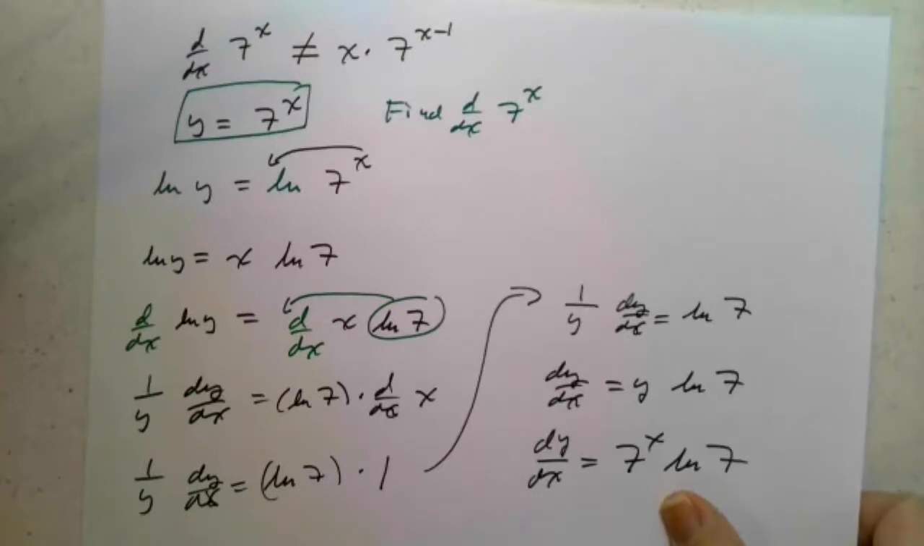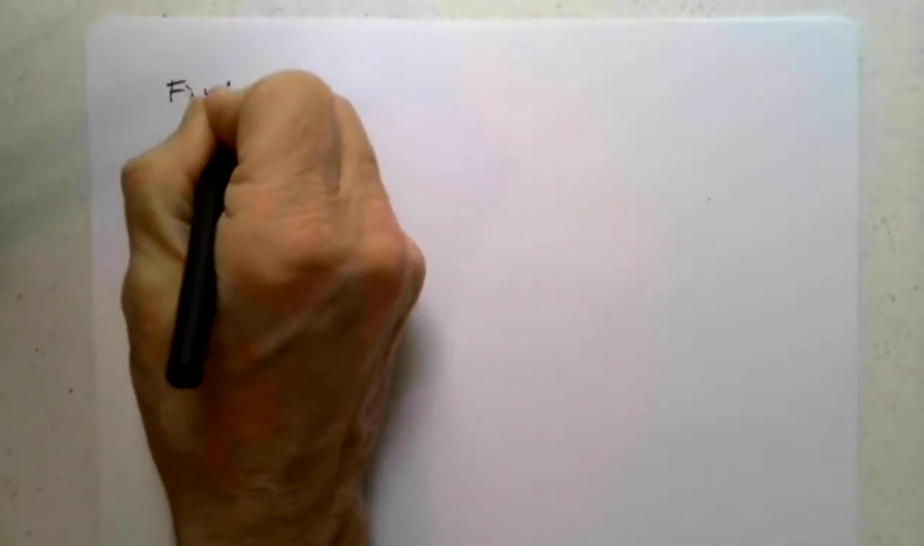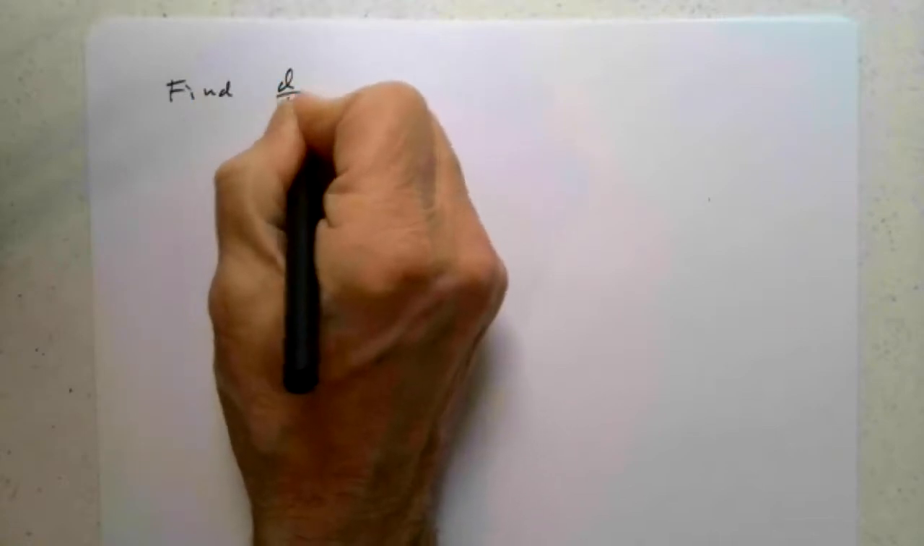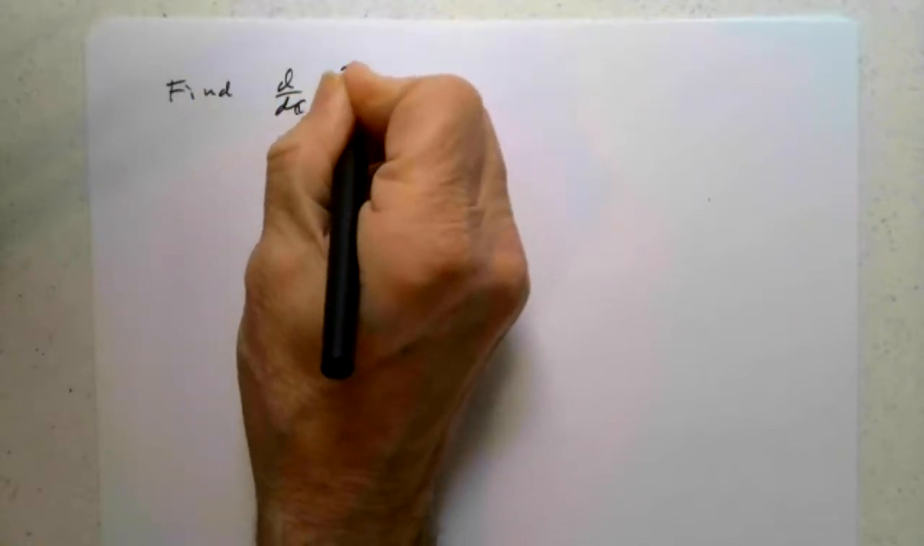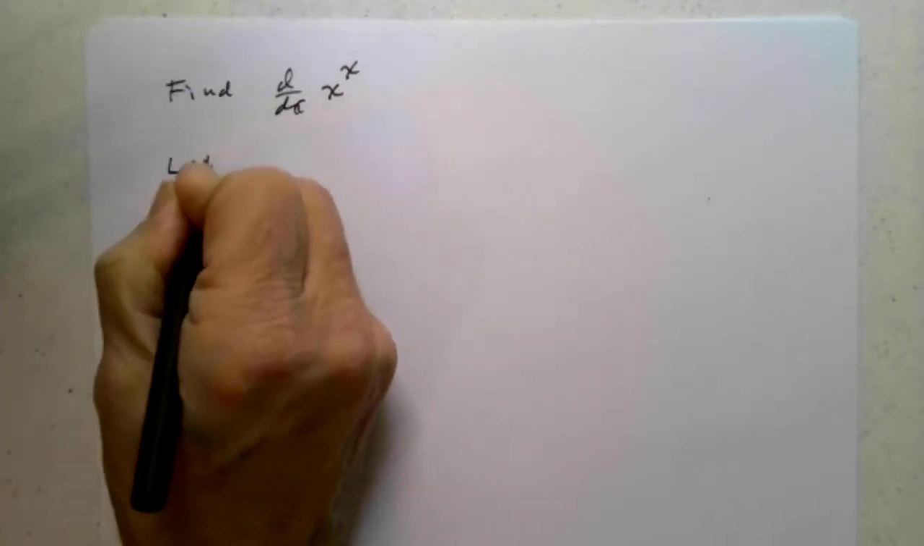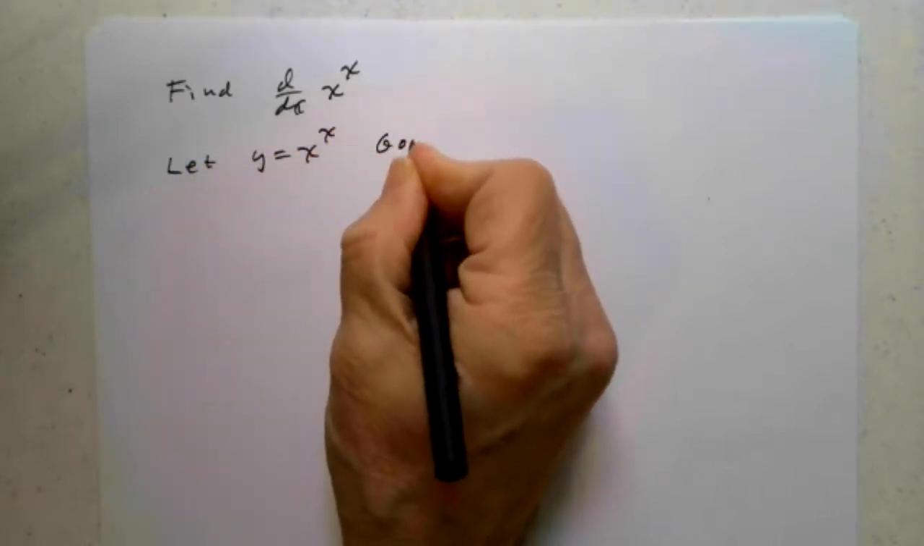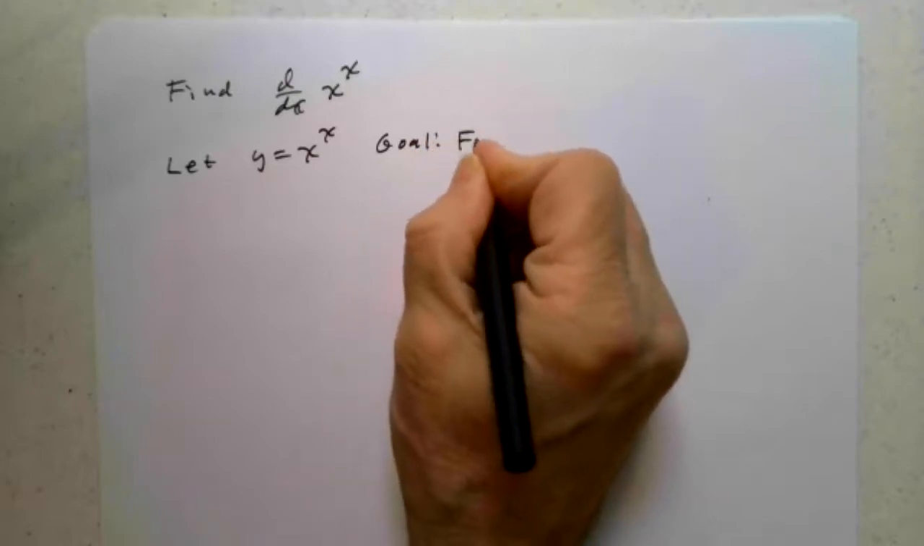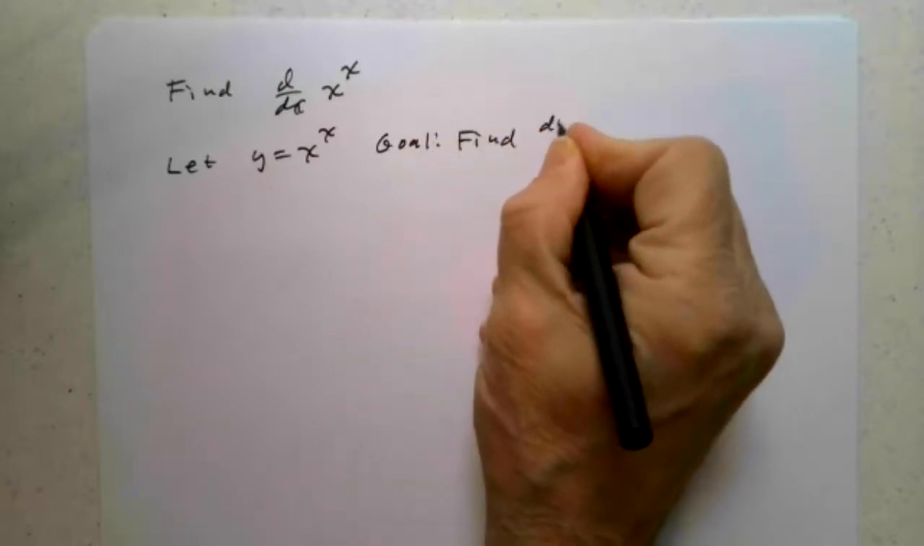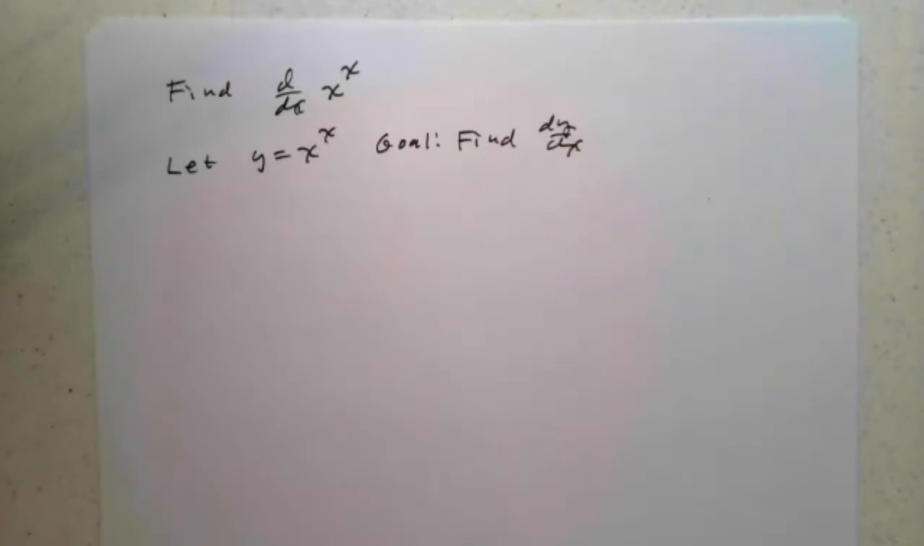Let's do another problem that's not quite the same. So our goal here is to find the derivative of x to the x. Find the derivative with respect to x of x to the x. How are we going to do that? Well, we're going to define y equal x to the x, and our goal is to find dy dx. Okay, y is x to the x.